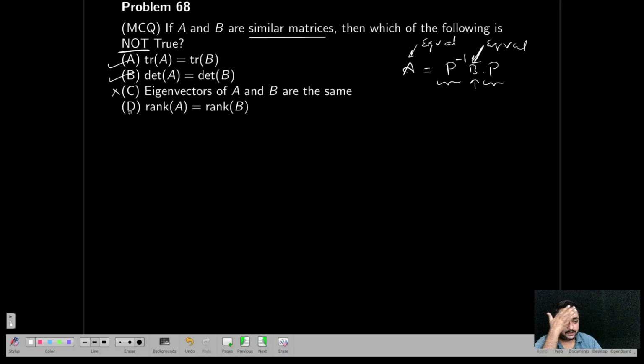Then rank of A equal to rank of B. Rank is determined by the number of linearly independent columns or rows. Both will have the same eigenvalues, therefore they will have the same number of independent rows or linear combinations. Therefore rank will always be equal.